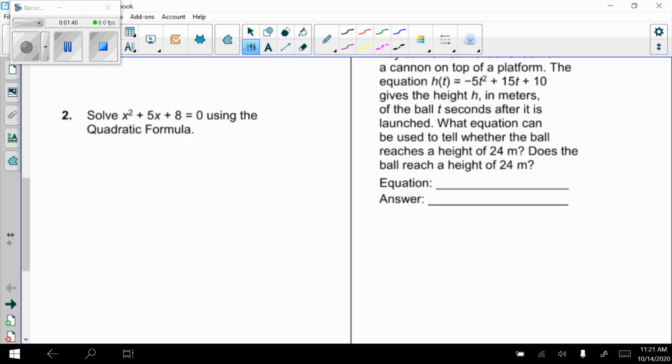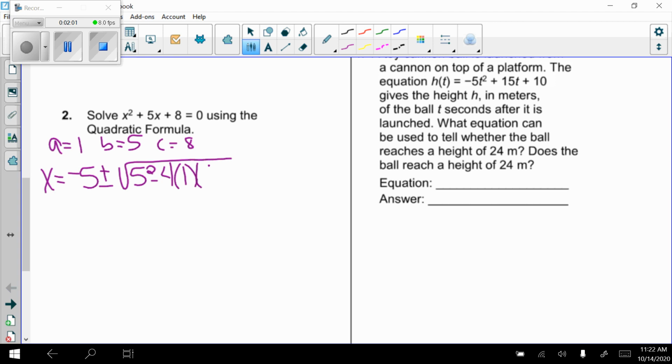All right, number 2, solve x squared plus 5x plus 8 equals 0 using the quadratic formula. Remember, for quadratic formula, I need a, b, and c. A is 1, b is 5, c is 8. Quadratic formula says x equals negative b, so negative 5, plus or minus the square root of b squared, 5 squared, minus 4 times a, 1, times c, 8. Everything divided by 2 times a, which is 1.